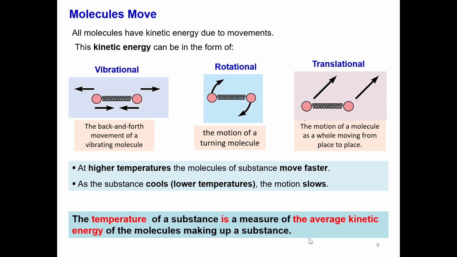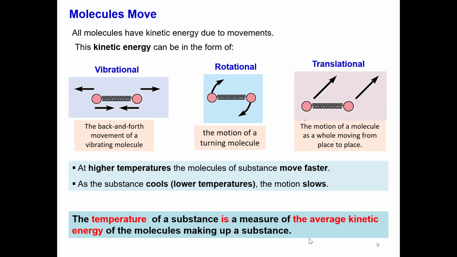Now we know the molecules in a substance can move in three different ways: they can vibrate, rotate, or translate. Whether they rotate, vibrate, or translate depends on how much kinetic energy we add to the substance. If we add more energy, they can move faster, they can translate, they can rotate.